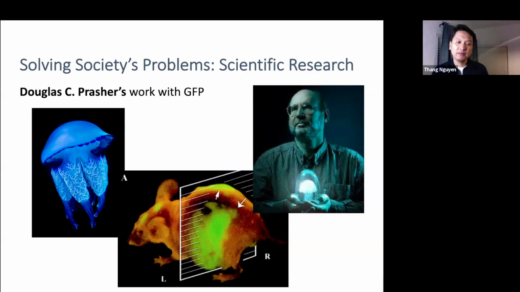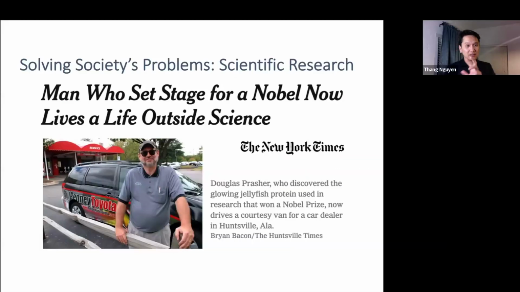So much so that actually Prasher did not win the Nobel Prize for it, but the people after him who studied the protein and applied it from that basic research did win the Nobel Prize. And it turns out it's quite a sad story, and another tangent here. It turns out that when they gave out that award to the other researchers for studying GFP, the Nobel Prize, they found Douglas as a courtesy van driver for a car dealership.